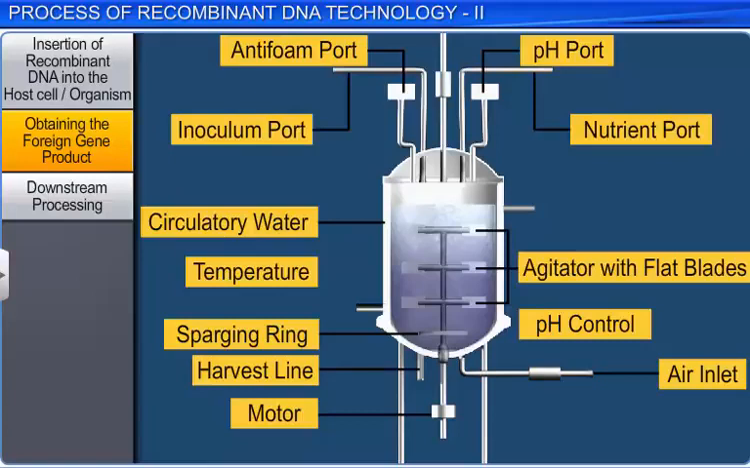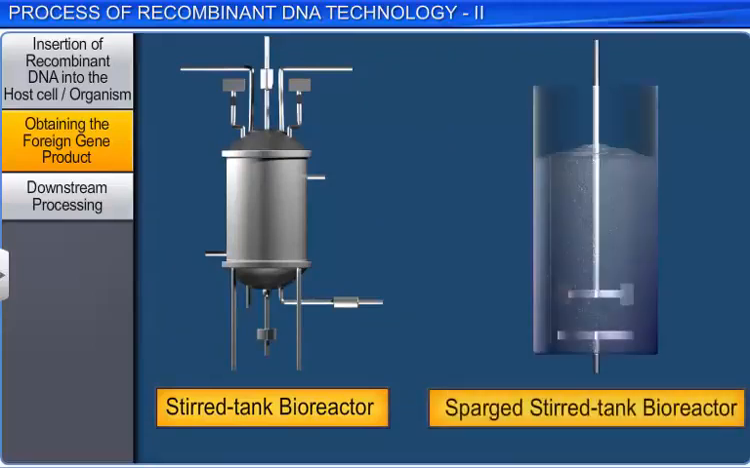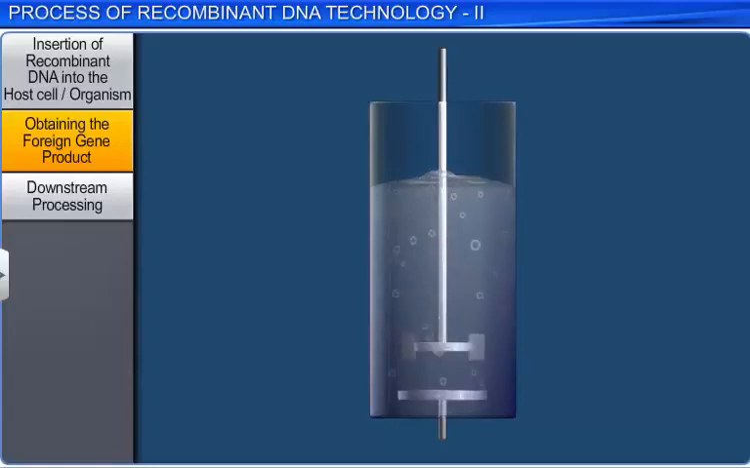Another type of bioreactor is the one with a sparged stirred tank. Sterile air bubbles are sparged through this reactor, which increases the surface area for oxygen transfer. Once the biomass has been obtained from the bioreactor, the final step in the recombinant DNA technology is downstream processing. It refers to the recovery and purification of biosynthetic products, such as pharmaceuticals, before they are brought to the market as finished products.